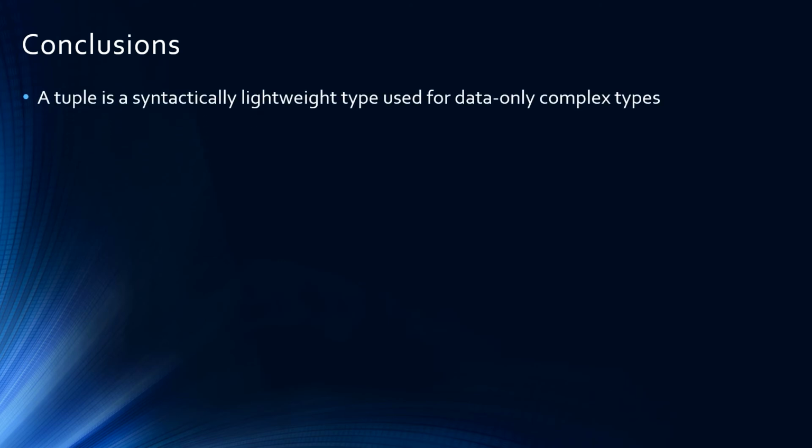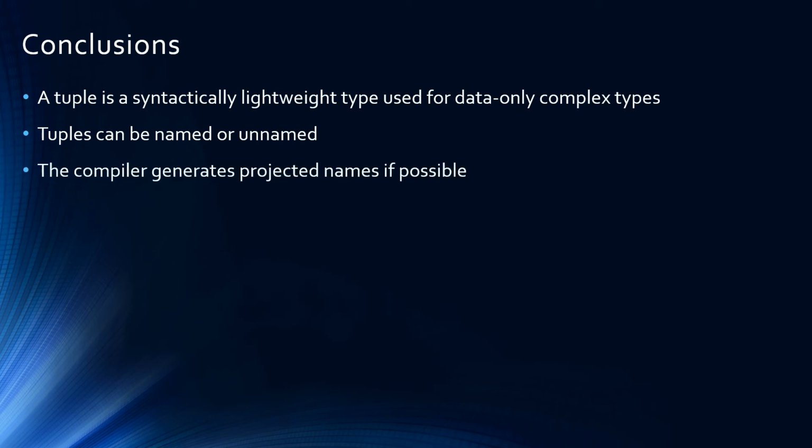So a tuple is a syntactically lightweight type that's used for data-only complex types. No methods, no properties. Tuples can be named or unnamed. You can explicitly name the fields, or you can let the fields be named by the variables that are used to initialize them, called a projection.